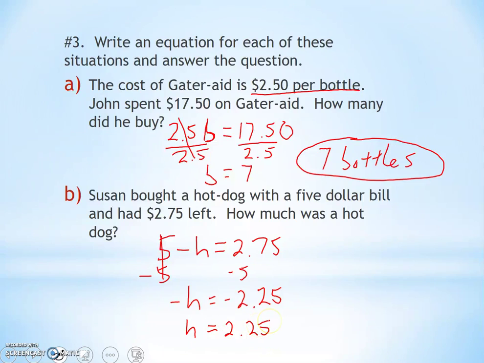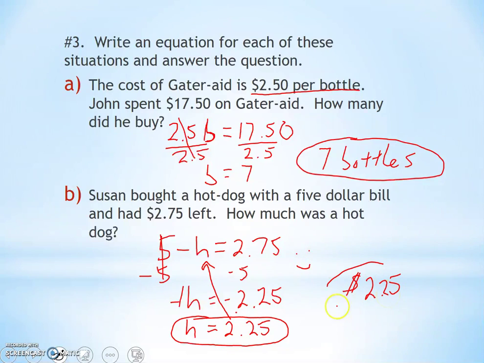And we're going to talk more about this in the upcoming days, but you could think of it like this. This is like negative 1 times h. So if you divide this side by negative 1 and the right side by negative 1, both would end up being positive. And a hot dog must be $2.25. And we could check this out by sticking the $2.25 back in for h. Does 5 minus 2.25 equal 2.75? And we know that it does. And so a hot dog is $2.25.